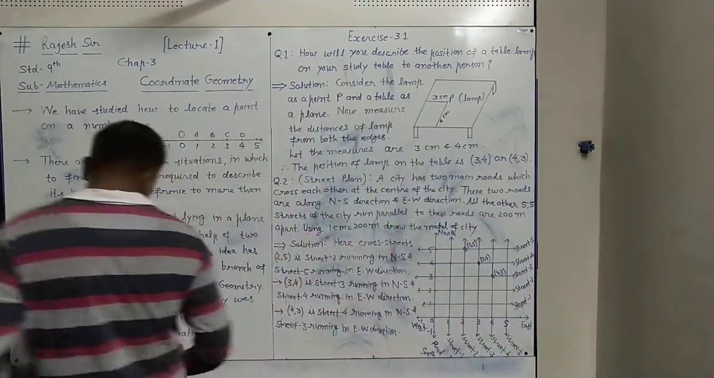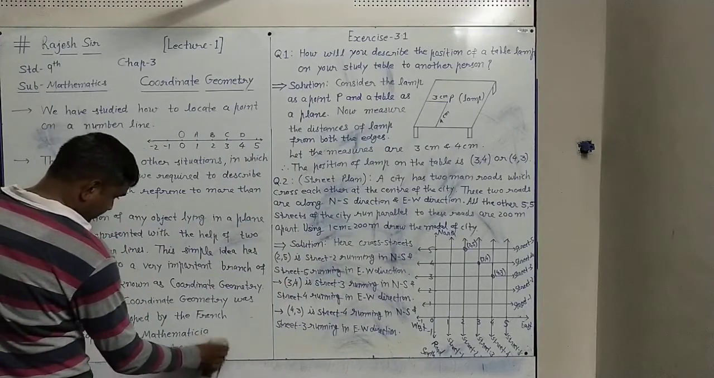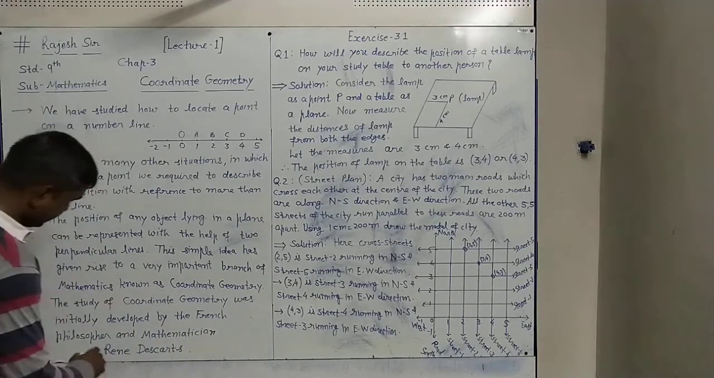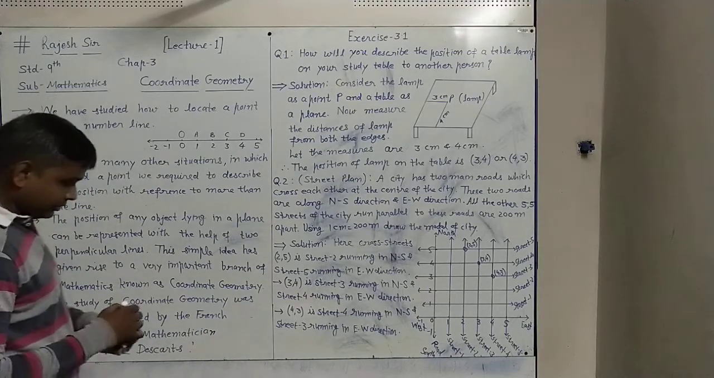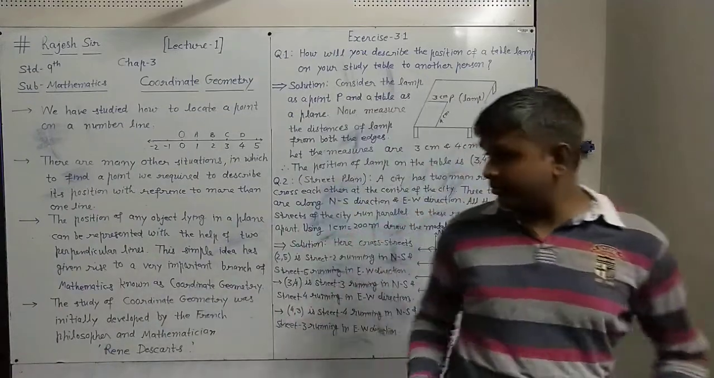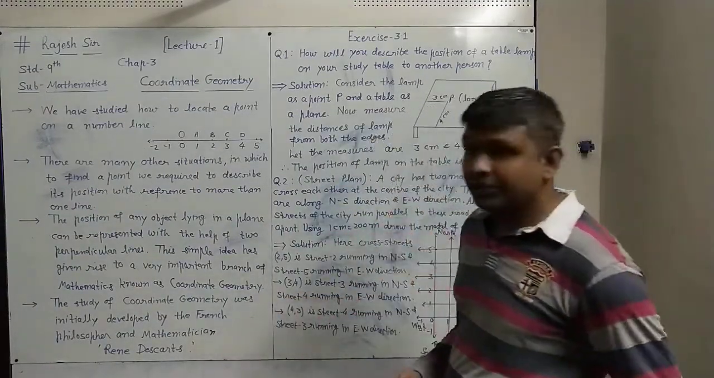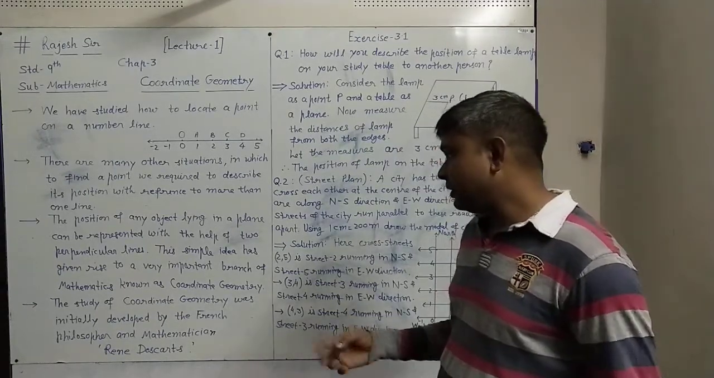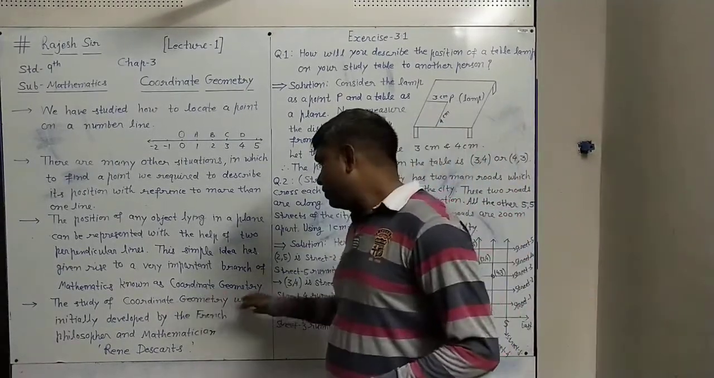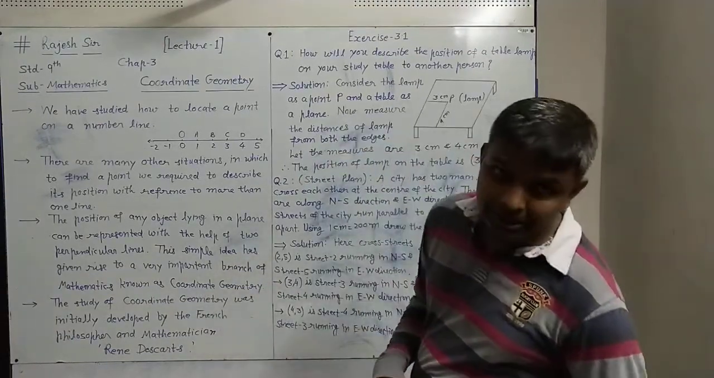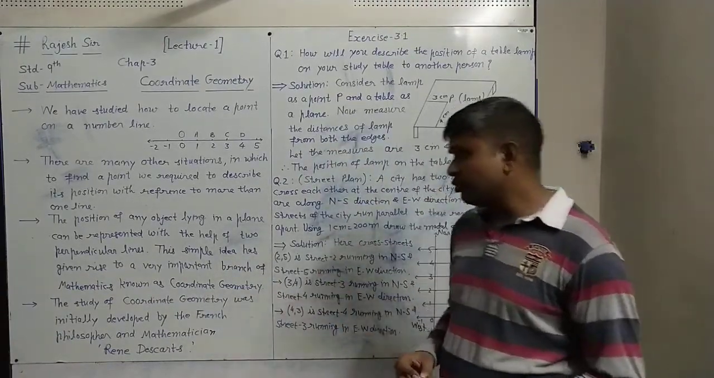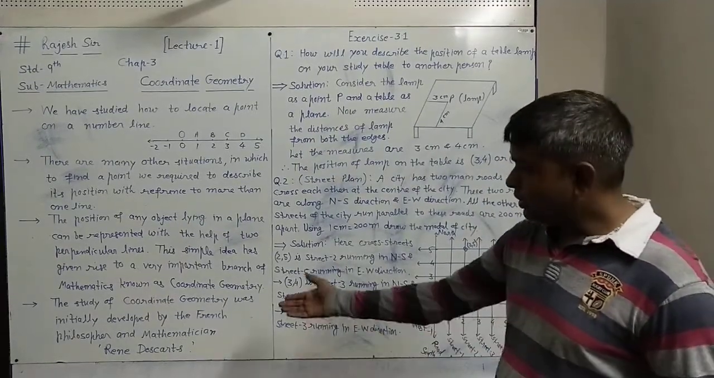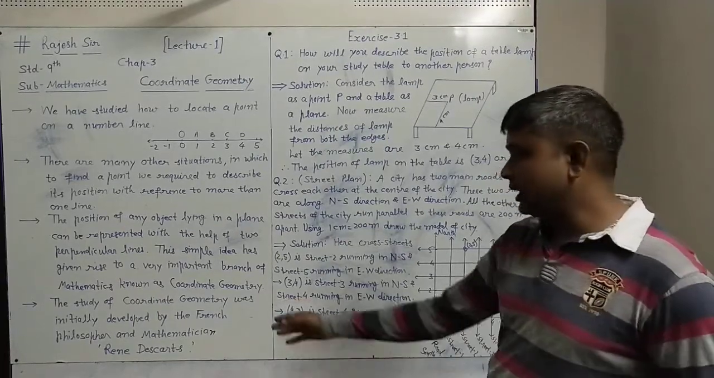This name you have to remember: mathematician René Descartes. He is the philosopher and mathematician who gave the initial development in the field of coordinate geometry, the branch of mathematics. So one more question can be asked: who developed or initiated coordinate geometry? You have to remember the name of the mathematician René Descartes.